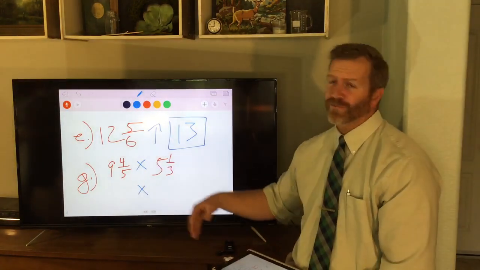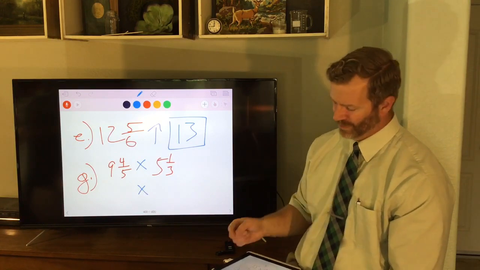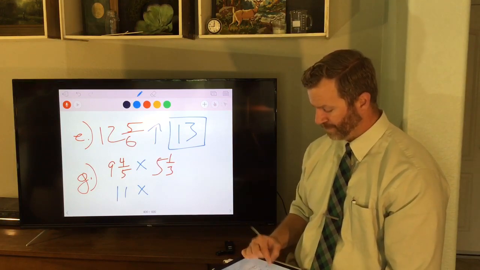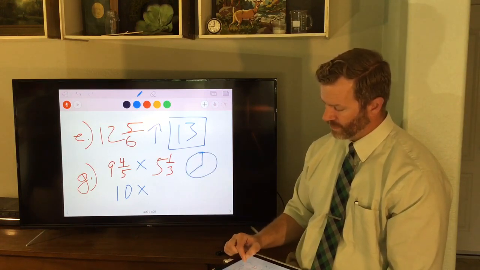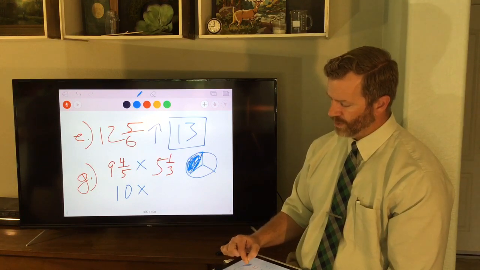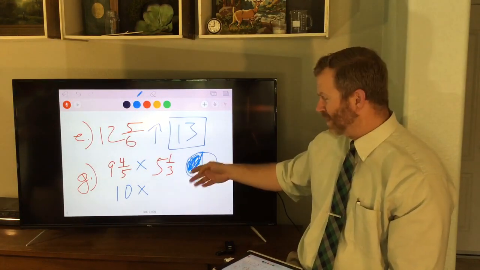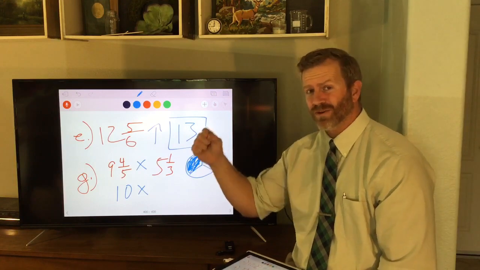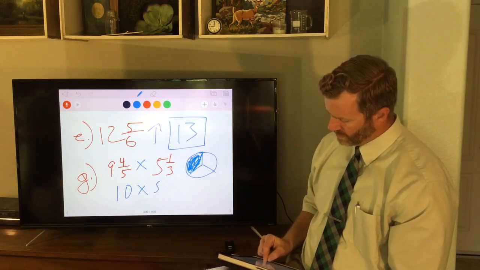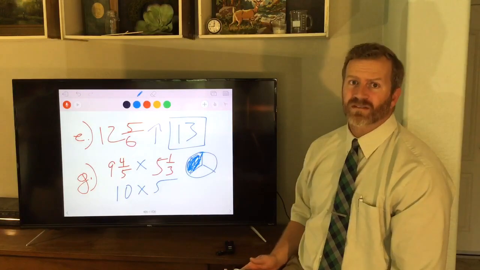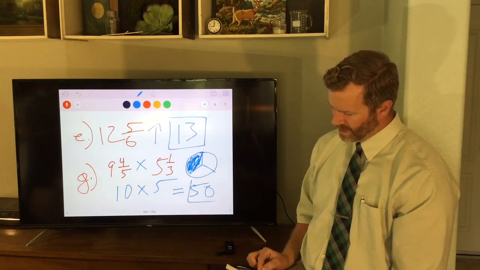So Caleb, 9 and 4/5. We're 1/5 away from it being 10. Do you think we should round up? There you go. So we're going to round 9 and 4/5 up to 10. Now we got 5 and 1/3. If we drew out that 1/3, we shade in the 1/3. Is that a half or less than a half, Caleb? Exactly, that's less than a half. So we round that 5 and 1/3 down to 5, just like that. Now we multiply. What's 10 times 5? That's pretty easy, right? 50. Nice job.